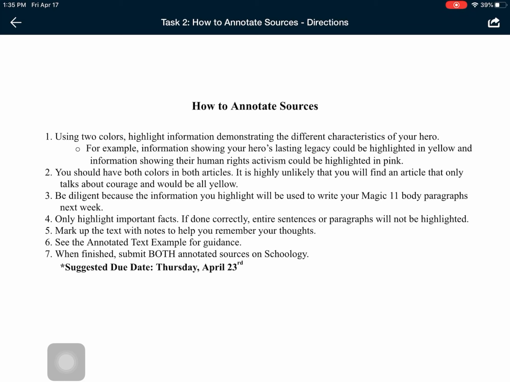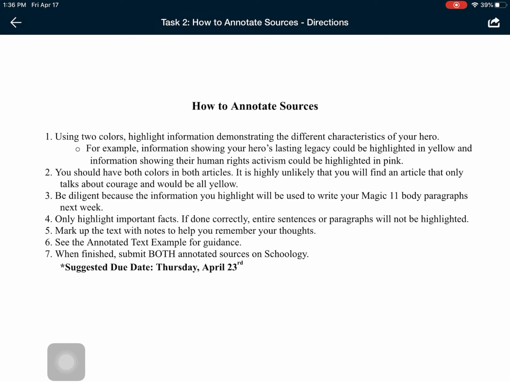So you should not turn in one article that's all highlighted in yellow and one article that's all highlighted in pink. That would be wrong. Be diligent because the information that you highlight this week will be used when you write your Magic 11 paragraphs in the next couple weeks.